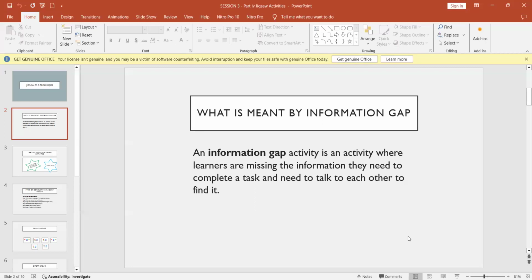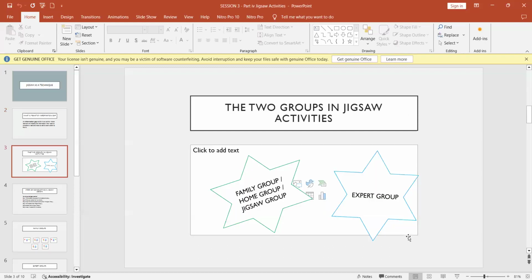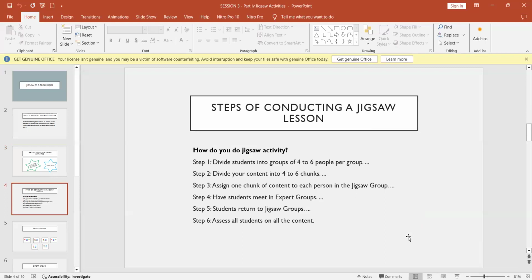What is meant by information gap? An information gap activity is an activity where learners are missing the information they need to complete a task and need to talk to each other to find it. So that's the simple rule there, okay? The two groups in jigsaw activities: family, home, or jigsaw groups, and expert groups. There are two types of groups that we want in the jigsaw method. Steps of conducting a jigsaw lesson. Can you see this PowerPoint I'm sharing? How do you do a jigsaw activity?